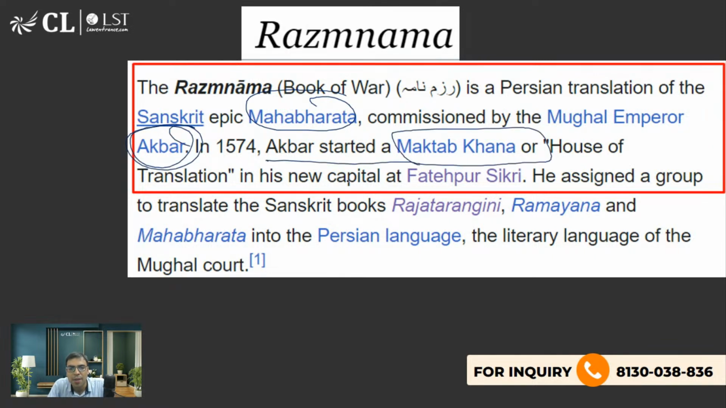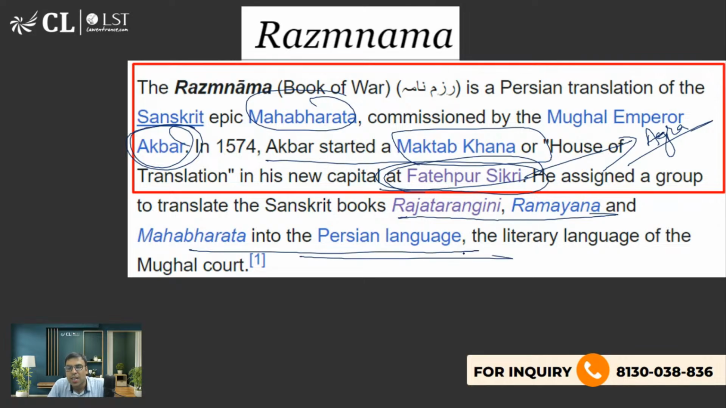So Akbar started a maktab khana or house of translation in his capital. Fatehpur Sikri is, I think, 40-50 km from Agra, not very far away. He assigned Sanskrit books, Rajtarangini, Ramayana, Mahabharata, to be translated into the Persian language. Persian is a language which is spoken in Iran today. Persia is the old name of Iran.